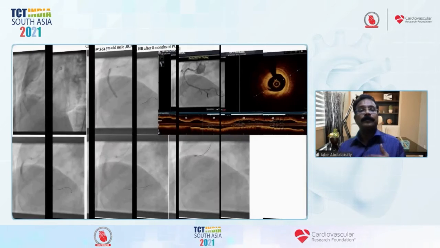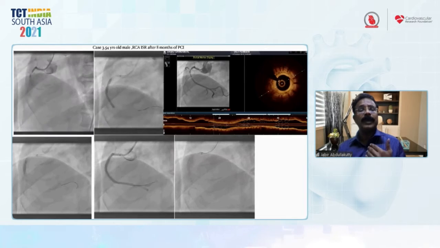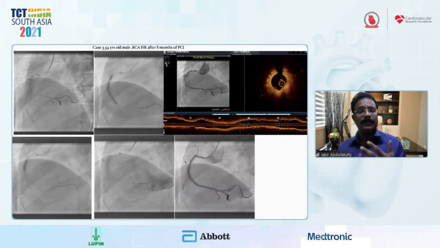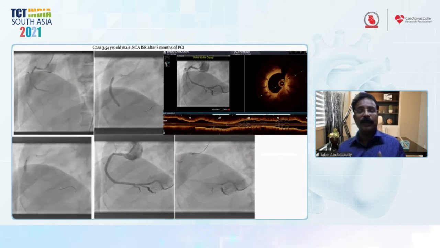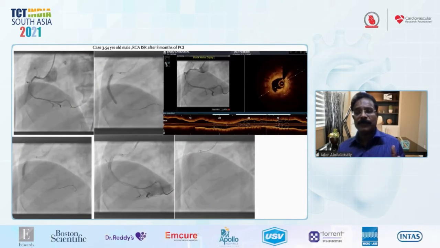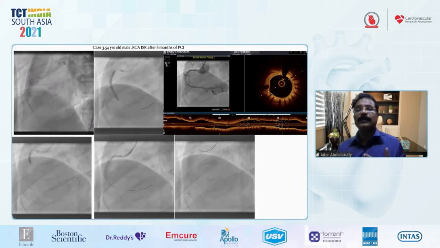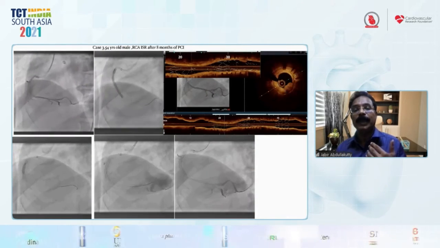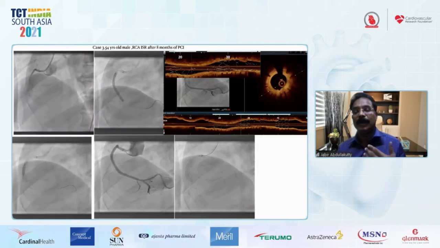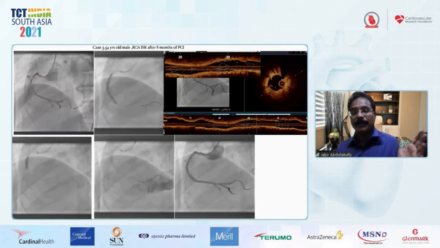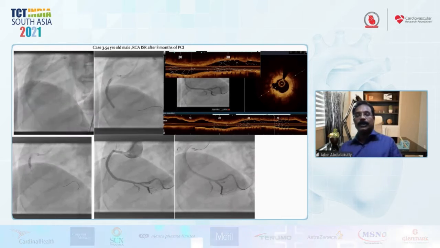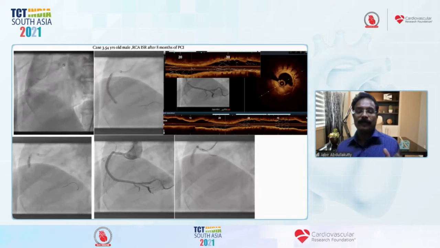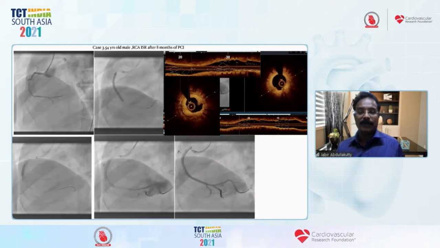That was the thing. So case 3 is a 54-year-old male. He presented with restenosis of the RCA. At that time, it was a focal restenosis. You can see this is the type 2B, type 2A, that is new, that is neointimal proliferation. So we went ahead with the balloon dilatation, another layer of stent, another drug-eluting stent.